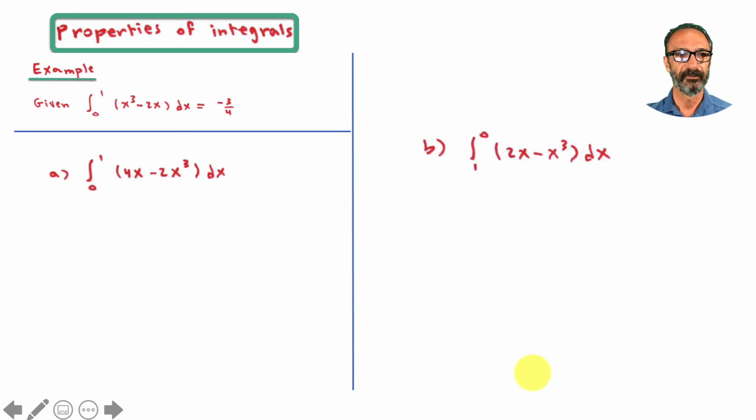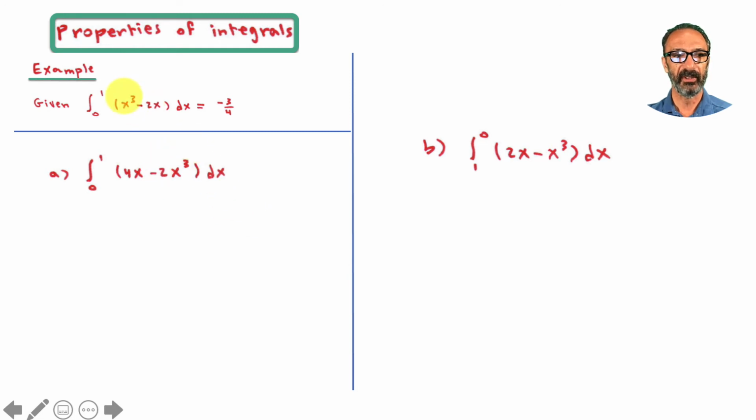Another example. Given the integral from 0 to 1 of x cubed minus 2x with respect to x to be negative 3/4, we need to find these two values. Let's take care of the first one.